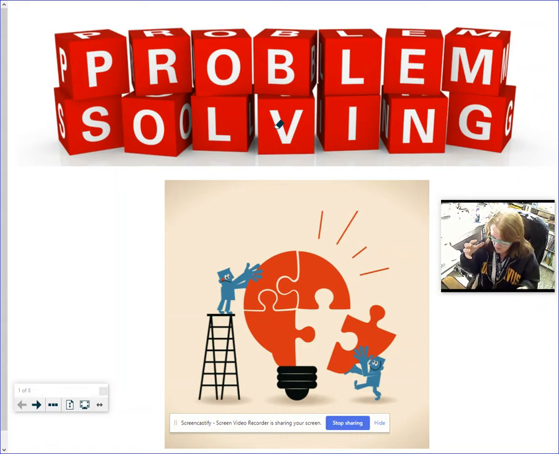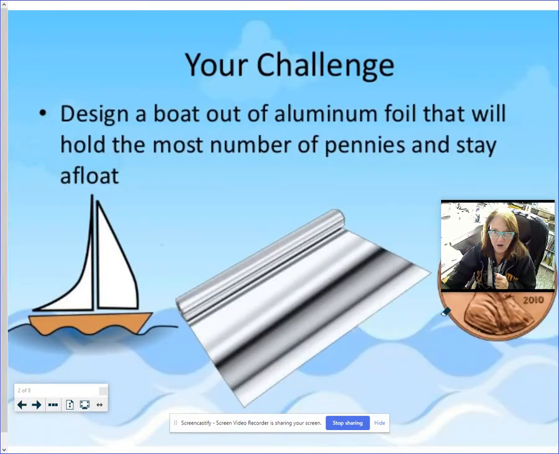And computer scientists are always looking at what is a problem? How could we fix it? What can we do to make something better? All right, so here is your first challenge. You are going to take some aluminum foil like this and design and build a boat that is going to hold the most number of pennies possible and stay afloat in the water. Now, how on earth are you going to do that?